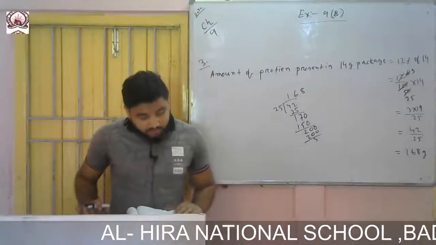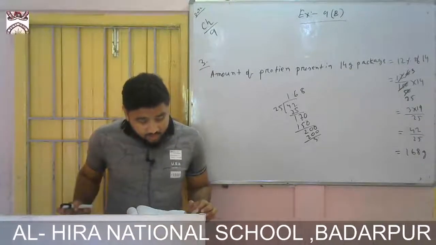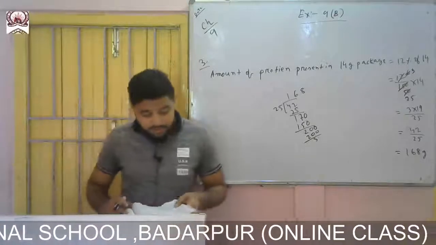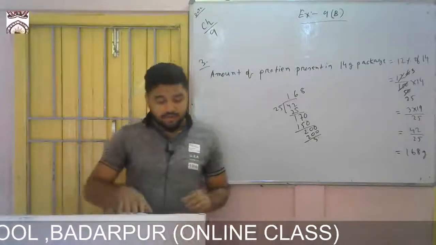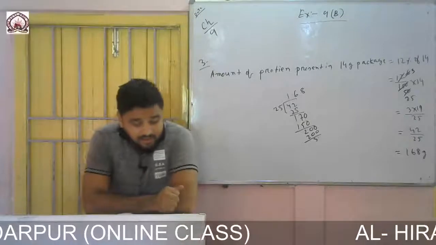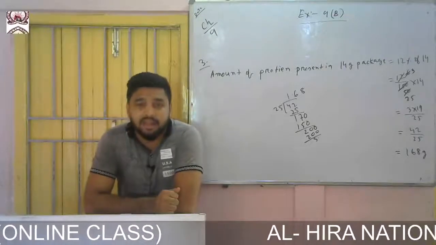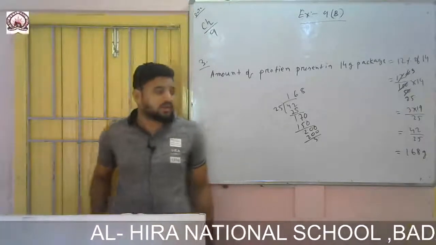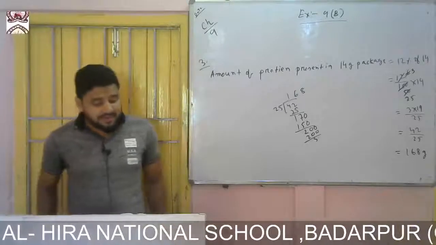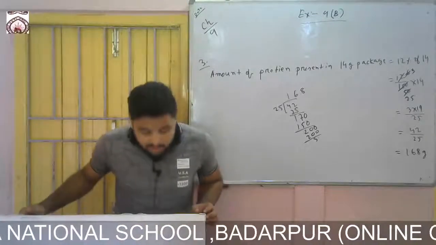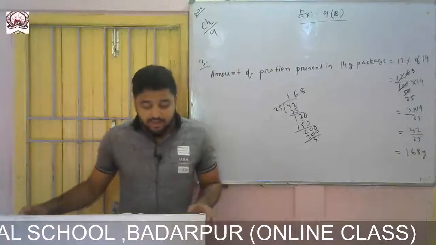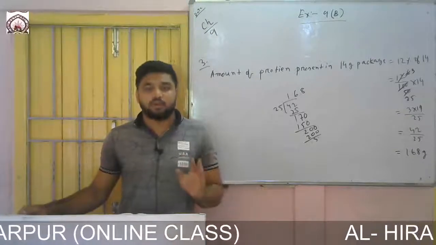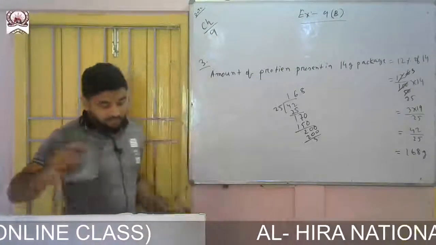Now come to question number 4. There are 160 pages in a book. 15% of the pages have pictures on them. How many pages do not have pictures on them? So in question number 4 it is given that there are 160 pages in a book. 15% of the pages have pictures on them. We need to find how many pages do not have pictures on them. So write how to solve.